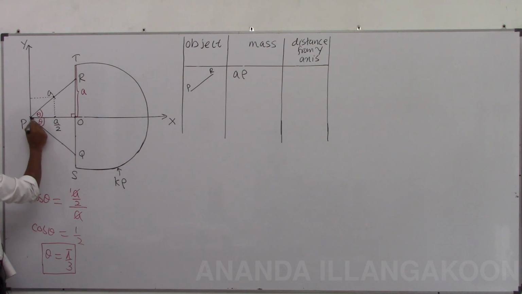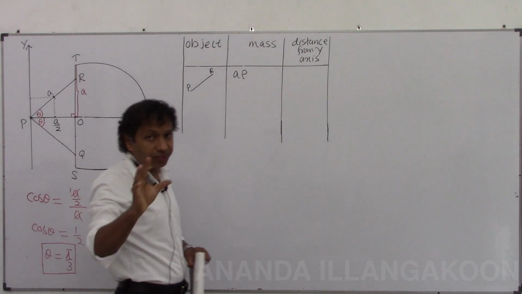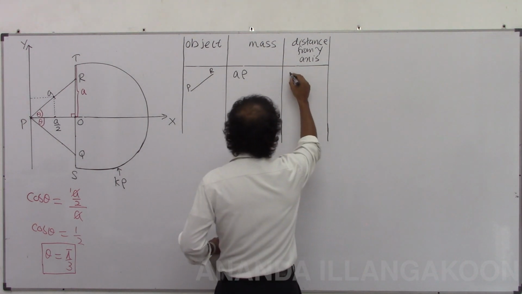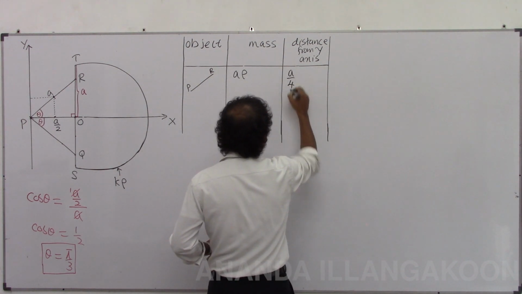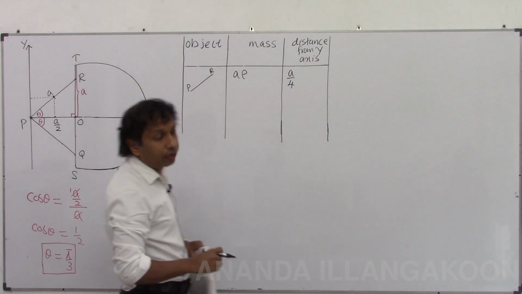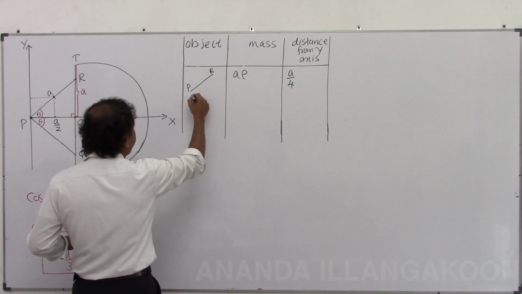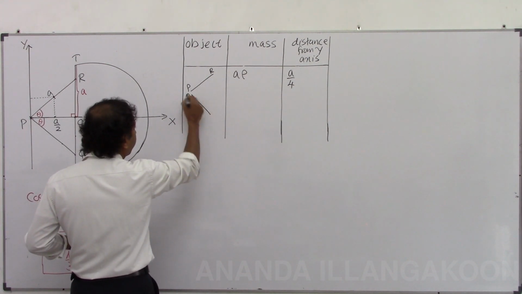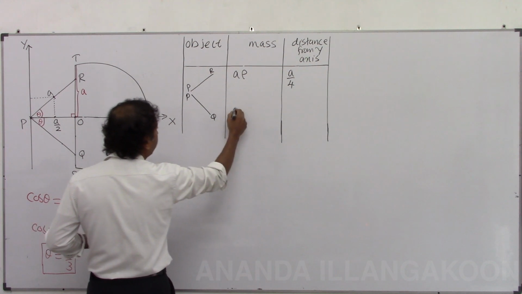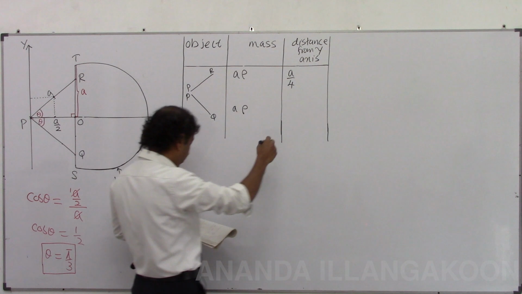This length only we need. A by 2 cos 60. Theta is 60. A by 2 cos 60 means a by 4, since cos 60 is half. Then a by 4 is coming. Try to do similar for this PQ part: also the same length, a rho, and the distance is a by 4.